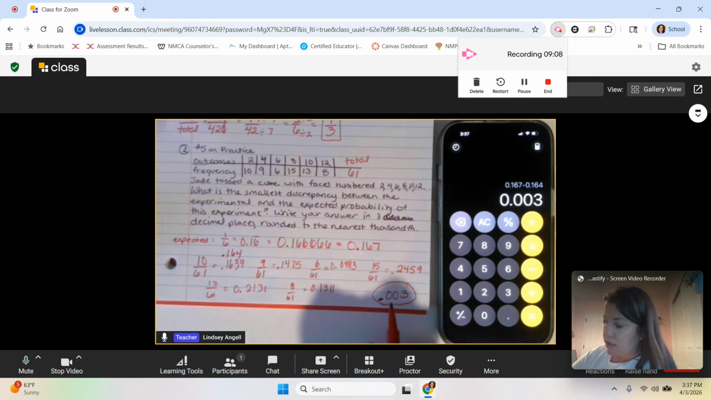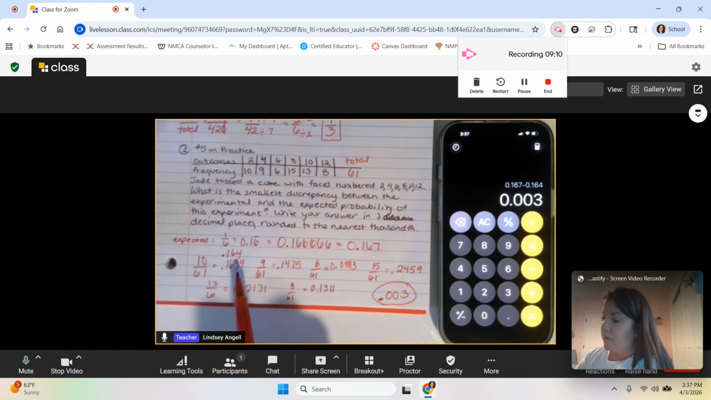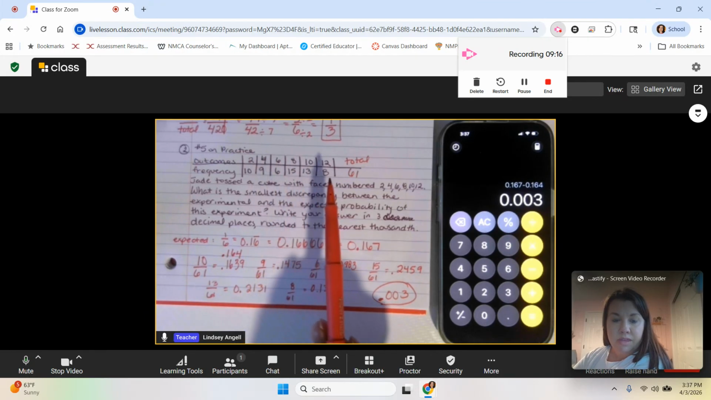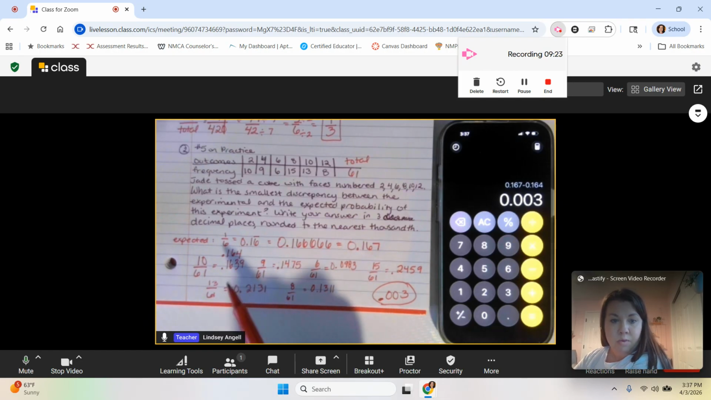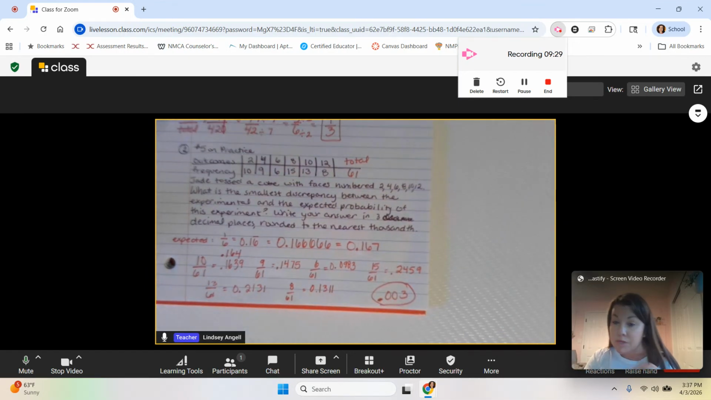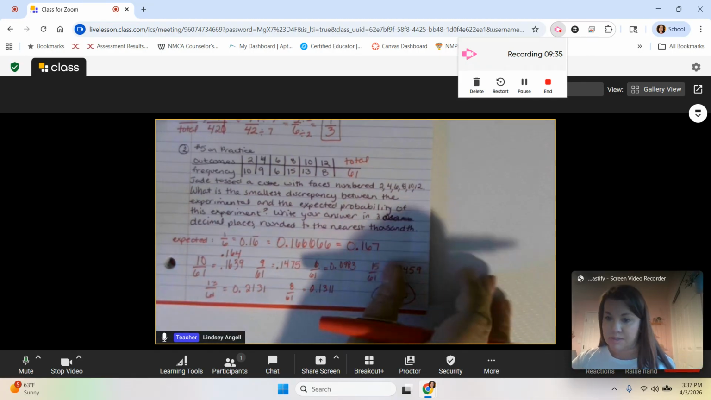And I'm sorry I got a little tongue-tied on it, but just to recap, I found the experimental probabilities of all of these, and then I compared them to the expected. I found which one is closest, and then subtracted it, okay? So there was a lot going on in that one, which is one reason why I chose it. I knew there was a lot to do, and I wanted you to be able to see that process.